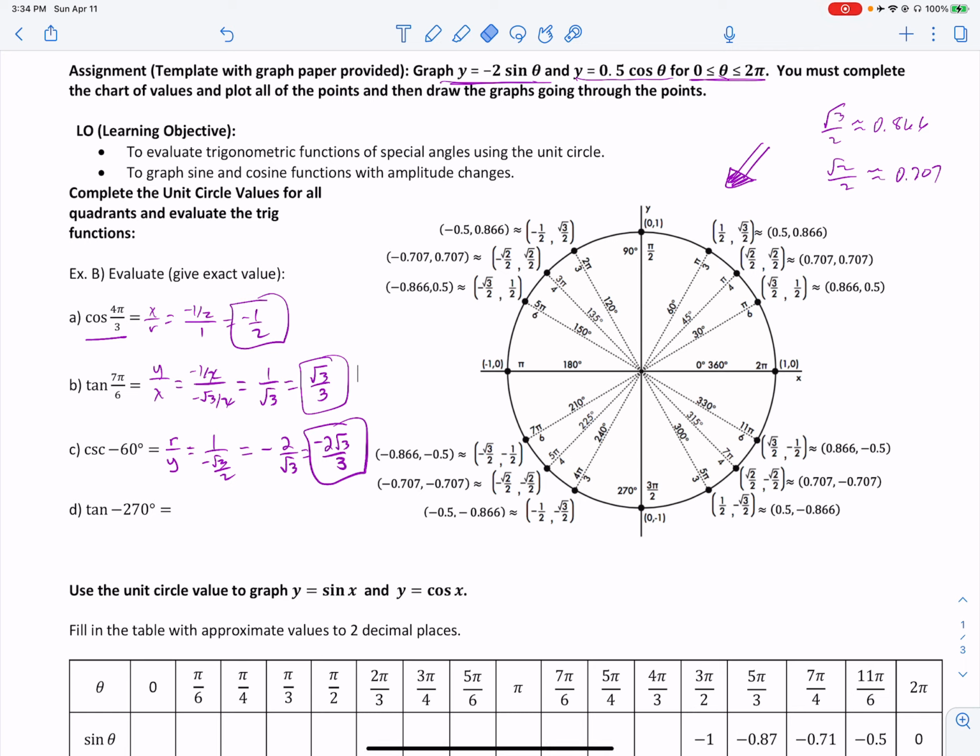Tangent of -270 degrees: you are rotating clockwise 3 sets of 90, or 3/4 of the way around, and it puts you at the same spot as 90 degrees or pi halves. So the ordered pair where the terminal side hits the unit circle is 0, 1. And so tangent of -270 is going to be your y over your x. It is going to be 1/0, and that is undefined.